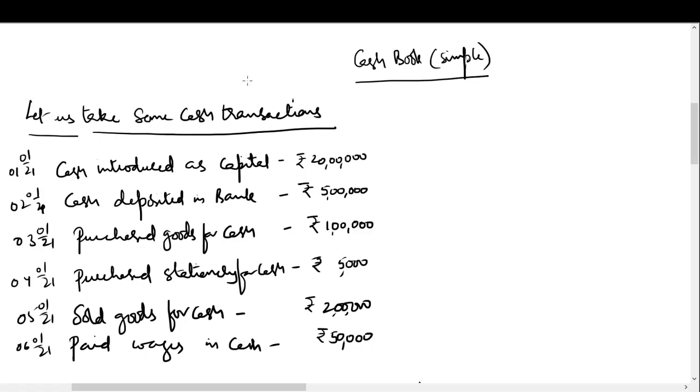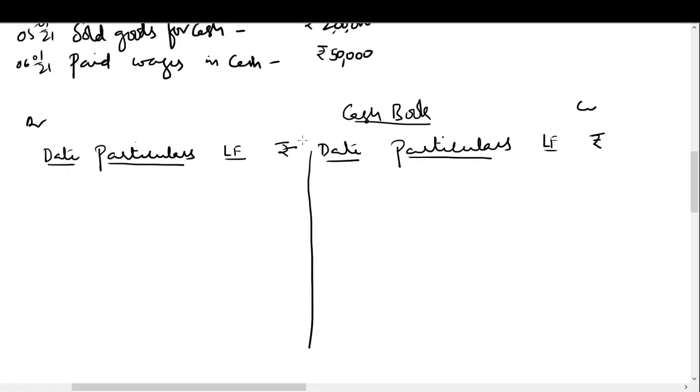I'll show you the format of the cash book, which is very simple here. The debit side has columns: date, particulars, LF number, rupees, and the same on the other side. You can simply call this the receipts side and this the payment side of the cash book. So we are going to record the receipts and the payments in a book called the cash book.